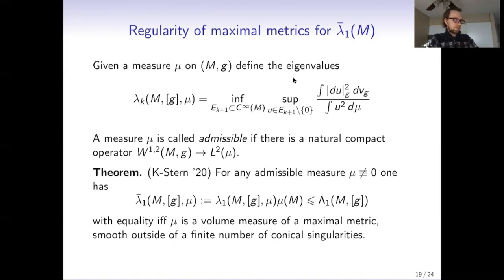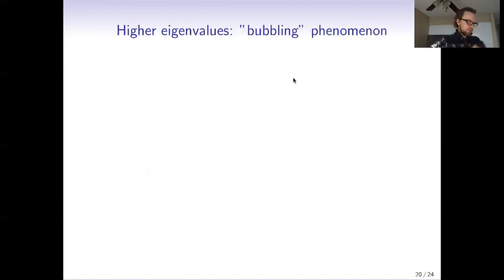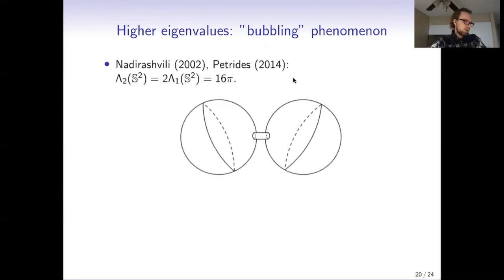Okay, so this concludes my part of the talk on lambda 1. So let me talk a little bit about higher eigenvalues, and this will be the topic of the last video that I'm going to do. For higher eigenvalues, there is something very interesting happening: there's not necessarily a smooth metric. There might not exist smooth maximizing metrics. And the first example is the second eigenvalue on the sphere.